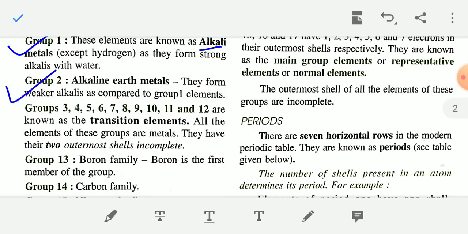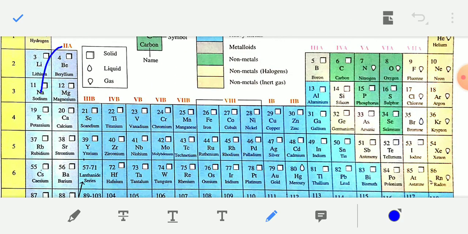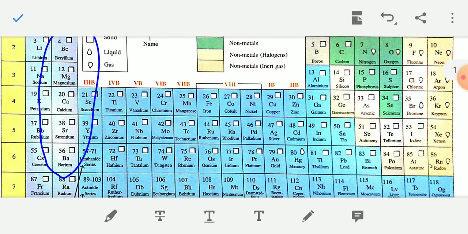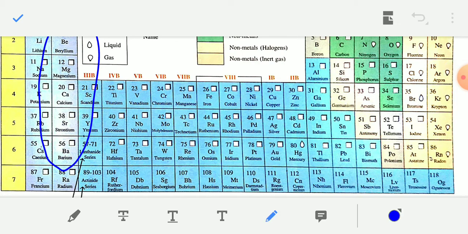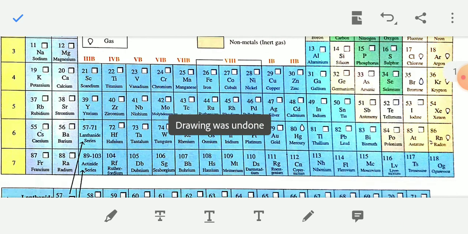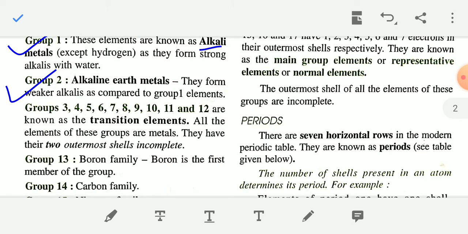Group 2, the elements are beryllium, magnesium, calcium, strontium, barium and radium. These are group 2 elements, and they are also called alkaline earth metals. They form weaker alkalis as compared to group 1 elements.